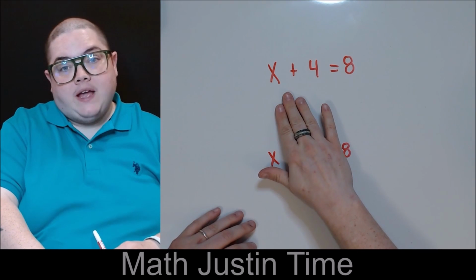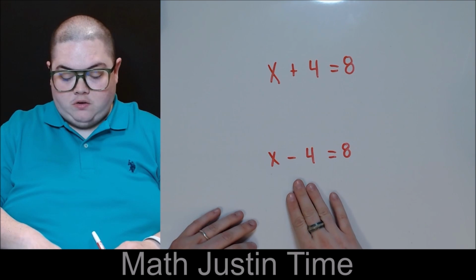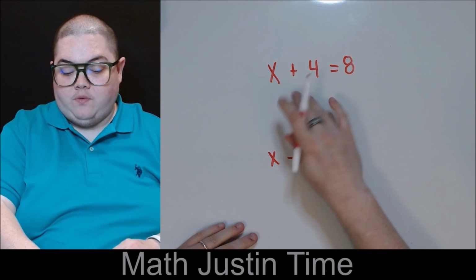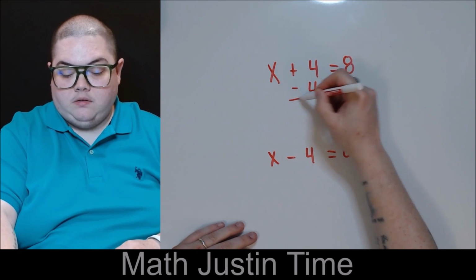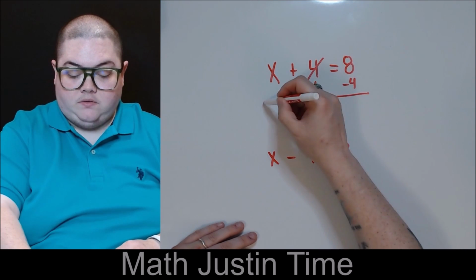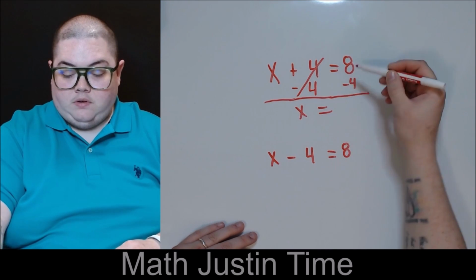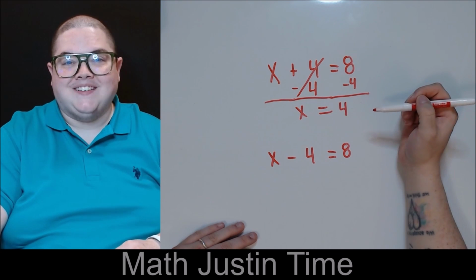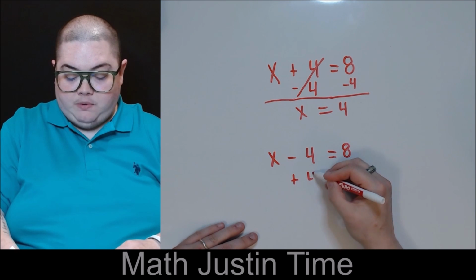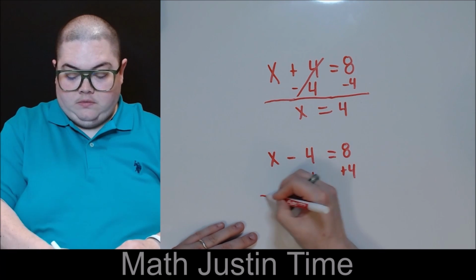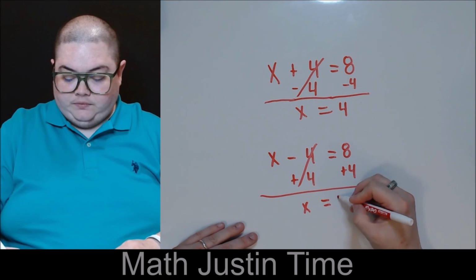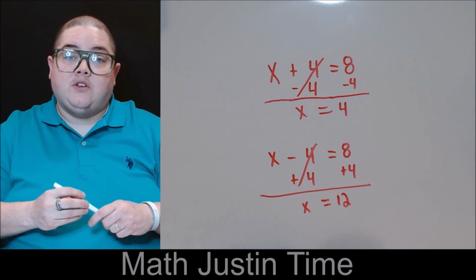So before, whenever we had addition or subtraction, we did the opposite. If we had addition, for example, and we needed to get rid of the 4, we would subtract it from both sides, and this would cancel, and we would be left with this. If we had a minus 4, then we needed to add 4 to both sides, and these would cancel, and we would be left with this. So we need to do the opposite.